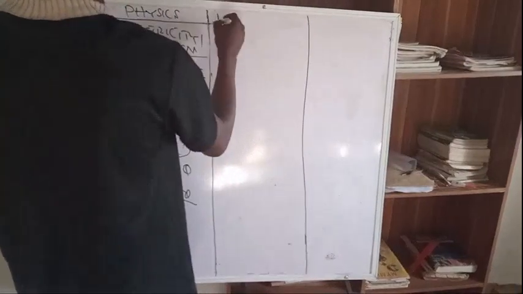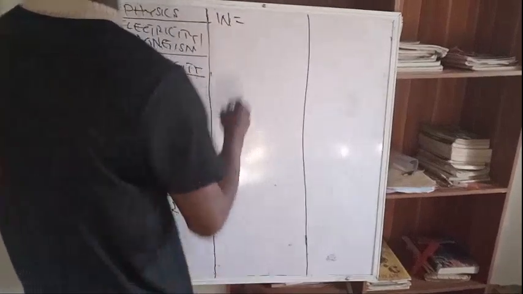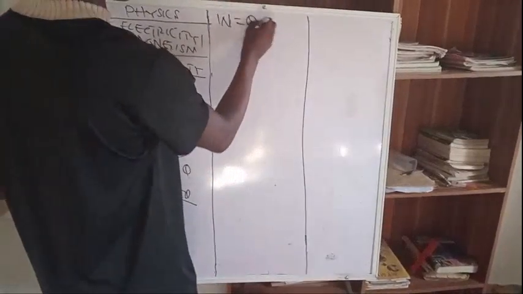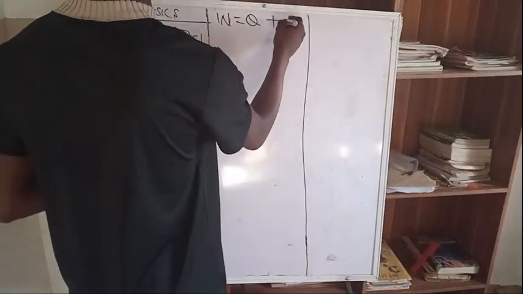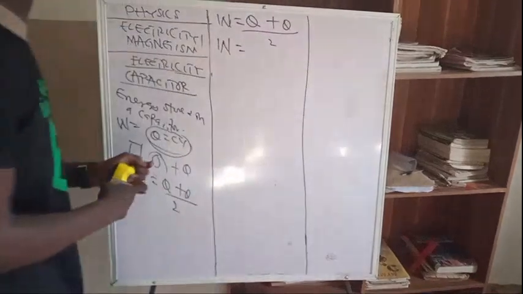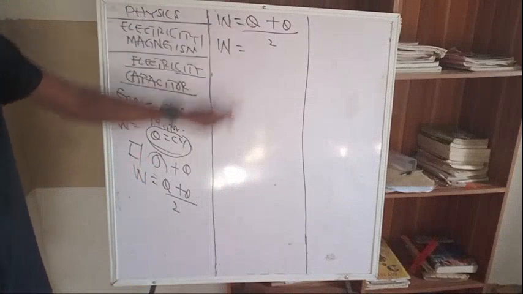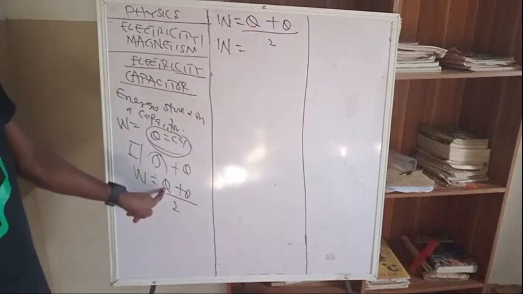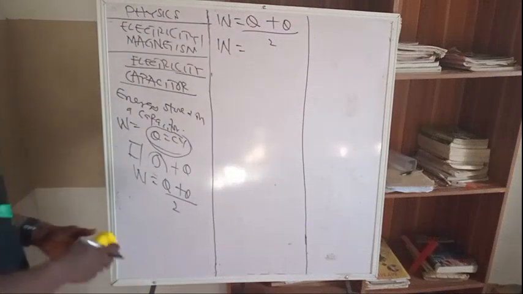W is equal to, the first charge is another W, so we can write it as Q, then plus another Q, then over 2. Then W is equal to, your Q is charged, which is CV. That is when there's no charge, and when there's charge. I've used that as an illustration before.